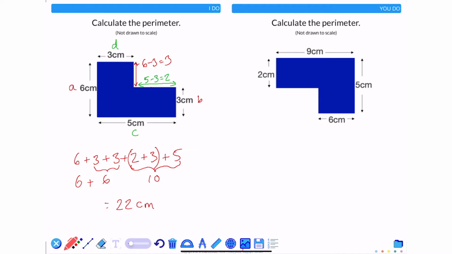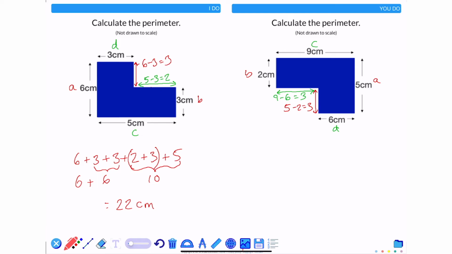Like with the example on the left hand side, I'm missing two different lengths. This length here and this length here. To calculate the red length, I know it will be the difference between A and side B. So 5 minus 2 is 3. The green length will be the difference between C and D. So 9 take away 6 is also 3.